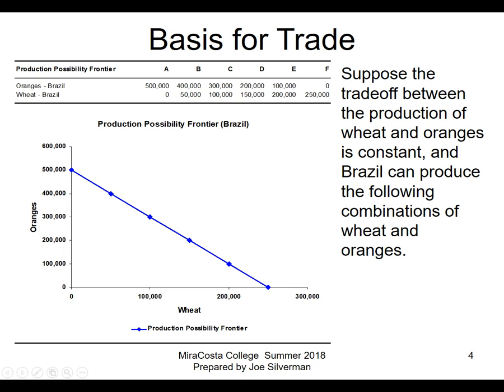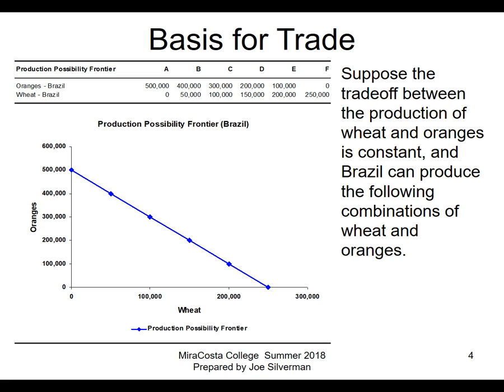So according to this production possibility frontier, if Brazil put all its resources into producing oranges, it could produce 500,000 tons of oranges. On the other hand, if they put all their resources into producing wheat, they could produce 250,000 tons of wheat, or points in between. Like for instance, this one over here looks like it would be 300,000 tons of oranges and 100,000 tons of wheat. And what we want to do is compare the quantities of both wheat and oranges in Brazil and the United States and try to determine whether or not it's feasible for them to get together and trade in a way that's mutually beneficial.